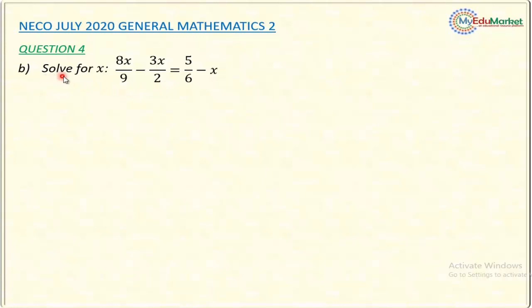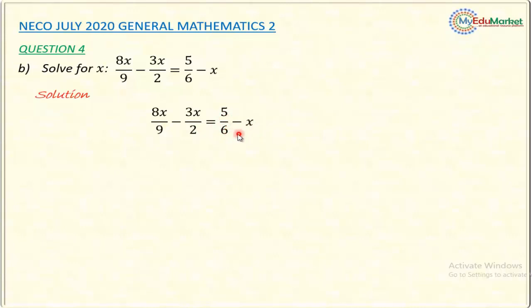The question says solve for x. In this equation that involves algebraic fractions, it is 8x over 9 minus 3x over 2 equals 5 over 6 minus x. So let me attempt to solve this. Copying the equation: 8x over 9 minus 3x over 2 equals 5 over 6 minus x.